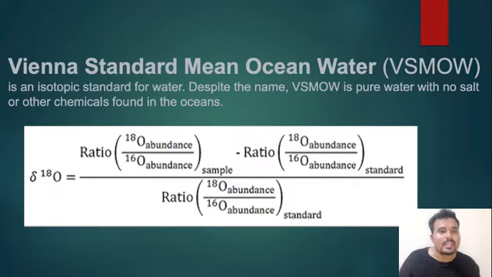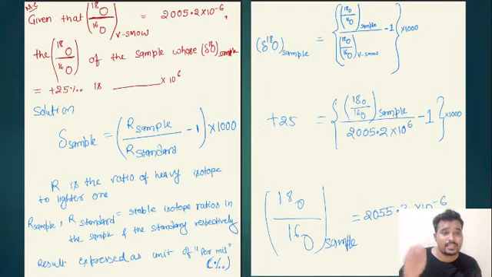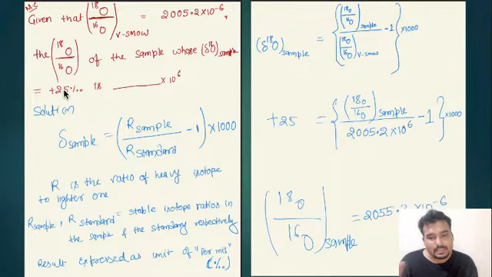So basically the numerical is based on VSMOW. It stands for Vienna Standard Mean Ocean Water. So basically they ask for delta 18O. Okay, in that particular numerical, let me show you the numerical first. So here the question is something like this: given the 18 to the 16 ratio of VSMOW is this much, the 18 to the 16 ratio of a sample whose delta 18O is 25 parts per thousand, that is per mil. Actually it is per mil, it's a unit of delta 18O.